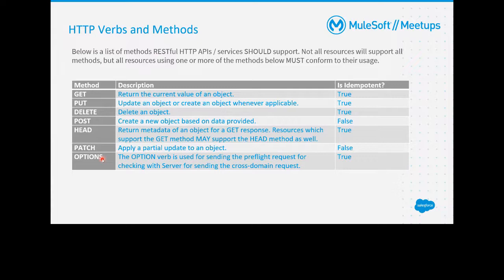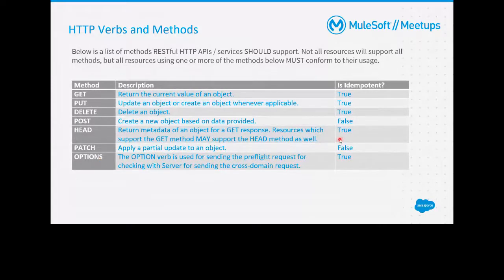The OPTIONS verb is often used as a pre-flight request before the actual request to check the cross-domain capability, whether the server is able to serve the request or not. Often not all APIs are enabled with CORS. In API Manager itself, you have a provision of adding CORS to your API, so your implementation can remain as it is, but from the API Manager perspective, you can add the CORS policy on the fly. So these OPTIONS calls are very useful. It's a pre-flight request for checking the capability of cross-domain or cross-origin requests from the server's point of view.